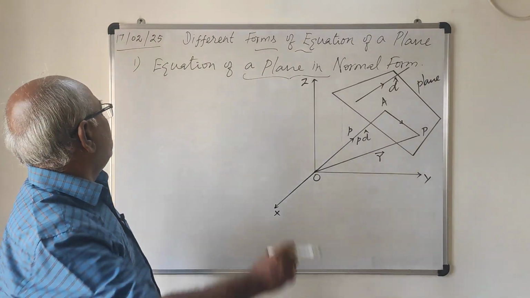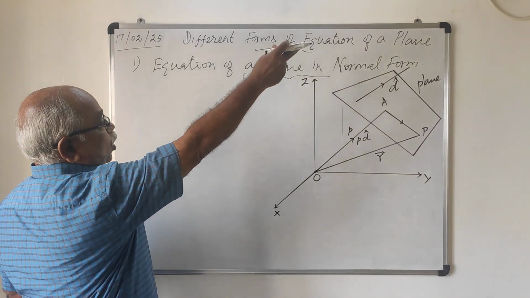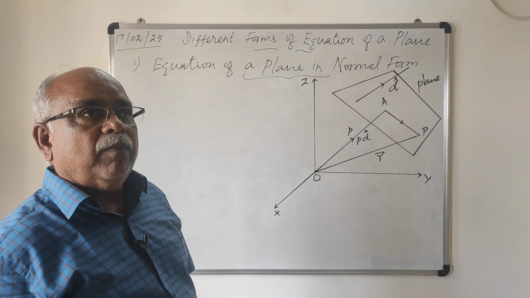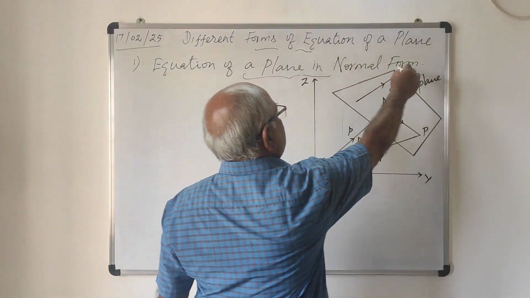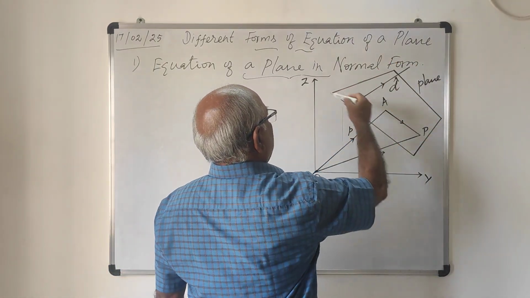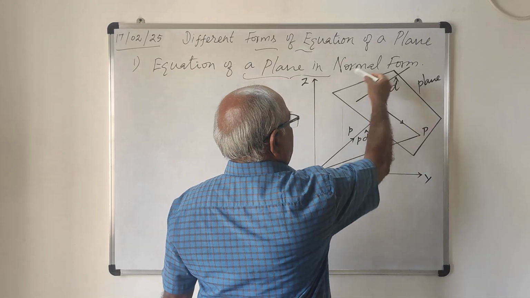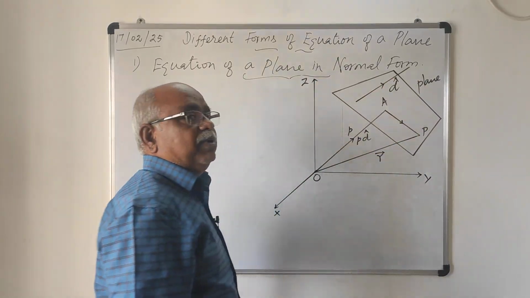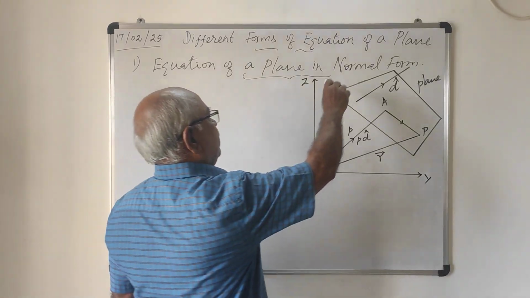The first form is the equation of a plane in normal form. This is the plane in the XYZ coordinate system, with axes OX, OY, OZ, a three-dimensional coordinate system. In this, we have determined a plane.